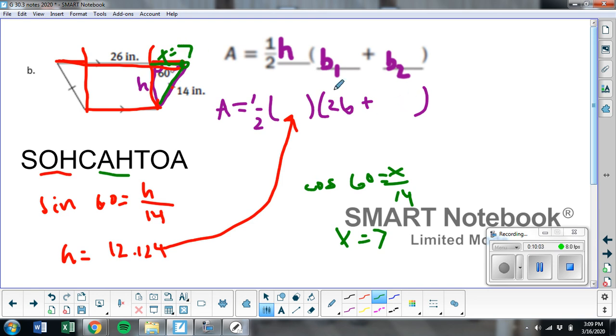Now 7 is not my base. 7 is this part, which is also over here because they match. So if the whole thing is 26, and I want to get rid of 7 and 7, that will leave me with this piece, which is 12. Type all that in, you get 230.36 inches squared.